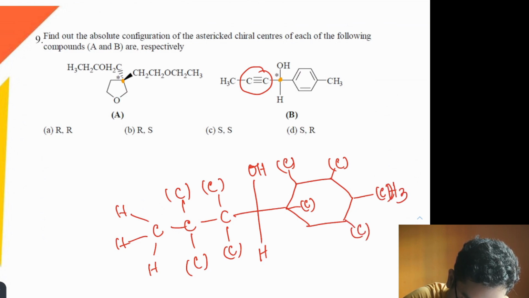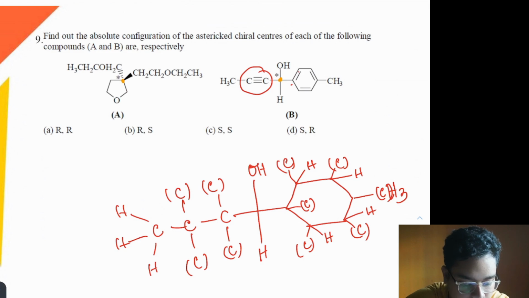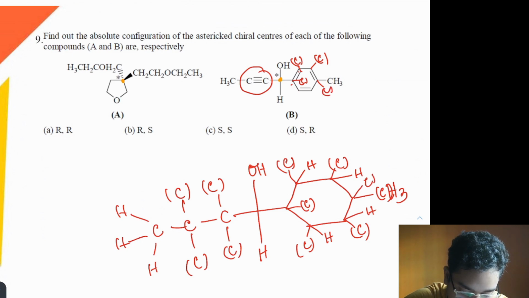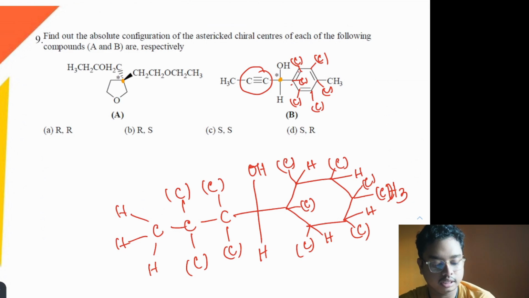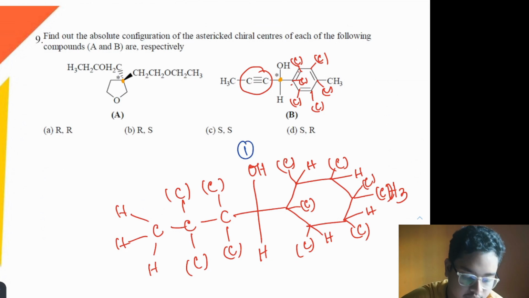Whenever you find a bond, so the phenyl center is looking like this because this also generates one phantom. This also generates one phantom. Okay, and this also generates one phantom. So the overall molecule looks like this. Now we determine the priority. So this is in the first priority.